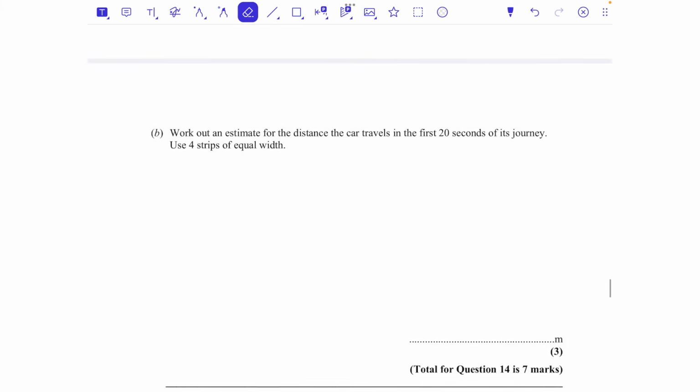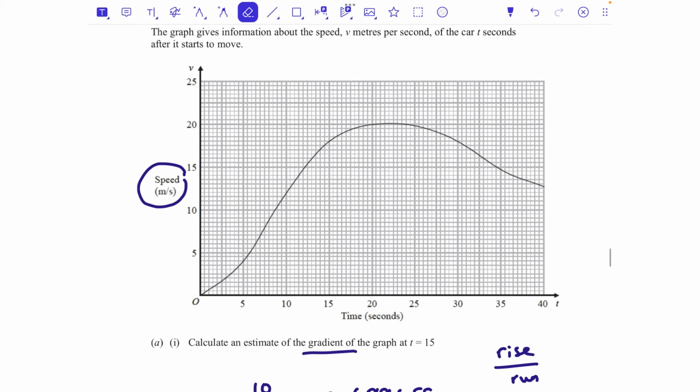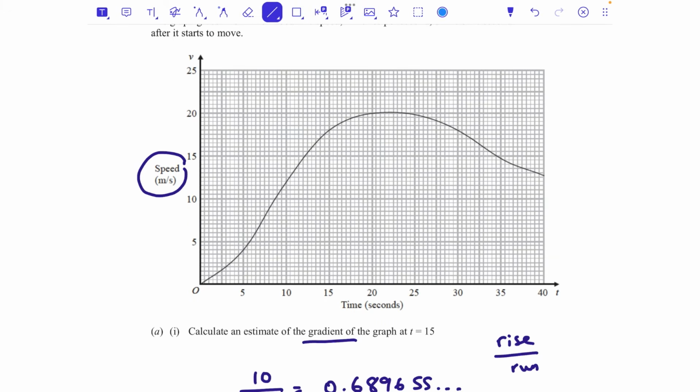So first 20 seconds of a journey and 4 equal strips. So that means we need to do a line here, we need to do a line here, we need to do a line here, and we need to do a line here. And what we're doing is we're estimating the area underneath the graph. And we're doing that by turning these into trapeziums.